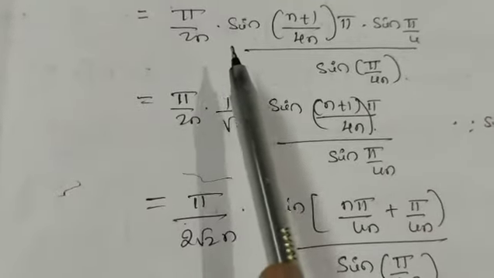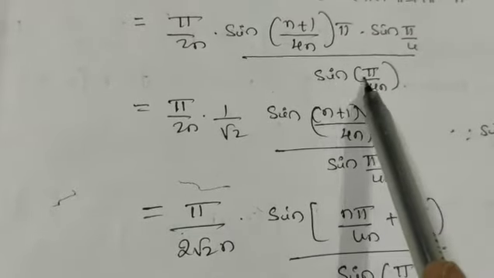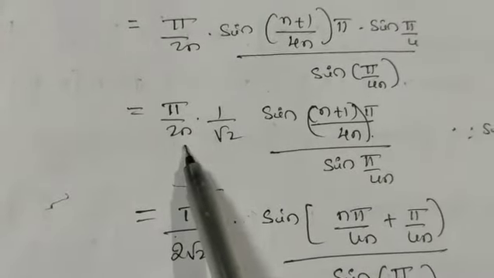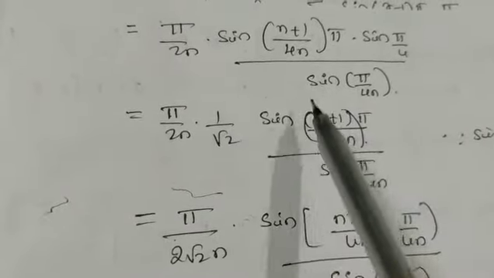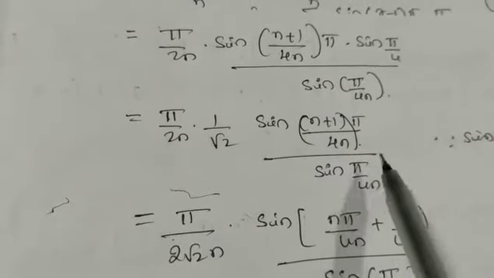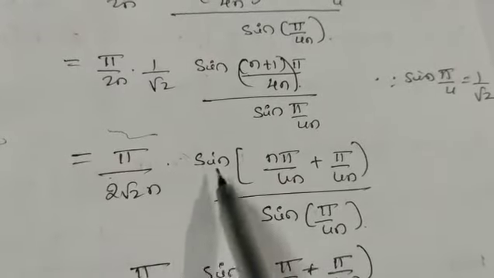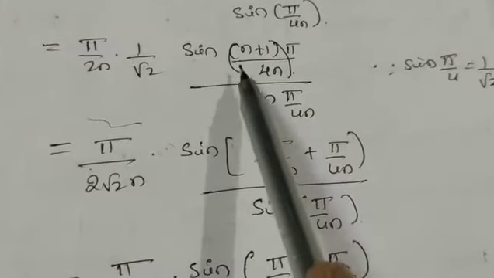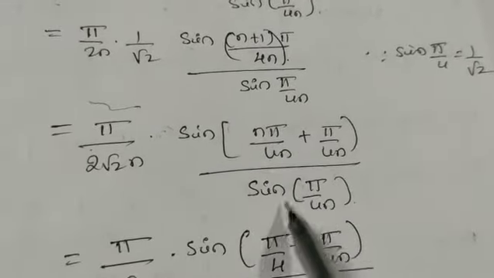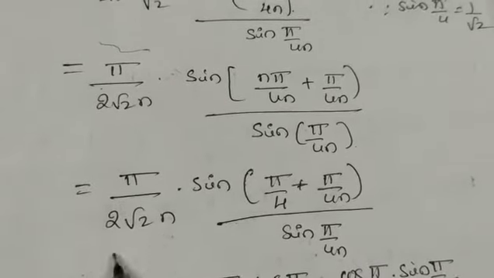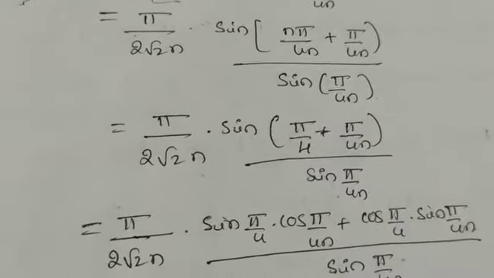Let us simplify this. Pi by 2n into sin, take pi common, it is (n plus 1) by 4n, into sin pi by 4 divided by sin pi by 4n. This pi by 2n as it is. We know sin pi by 4 value is 1 by root 2, and this is sin of (n plus 1) divided by 4n into pi, divided by sin pi by 4n as it is. So now pi divided by 2 into root 2 into n into sin, separate these terms: n pi divided by 4n, then plus pi by 4n, divided by the denominator again as it is. So this one as it is, sin, again the n gets cancelled, as pi by 4 plus pi by 4n, and the denominator as it is.